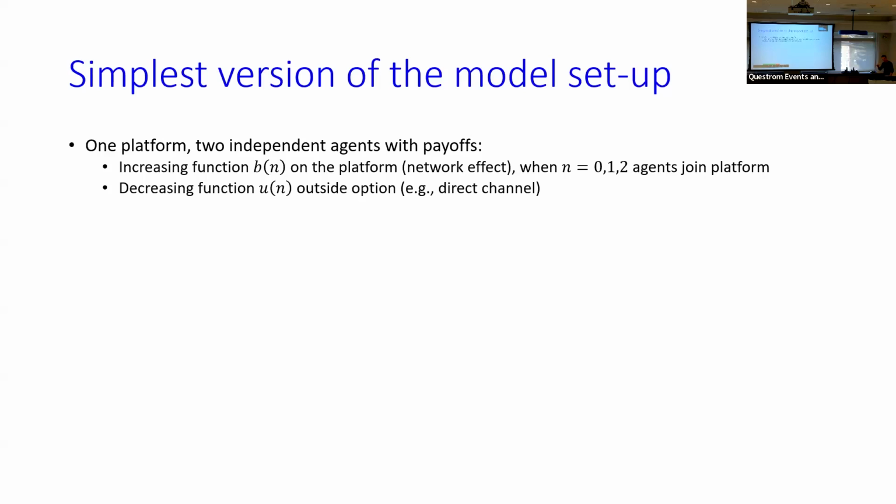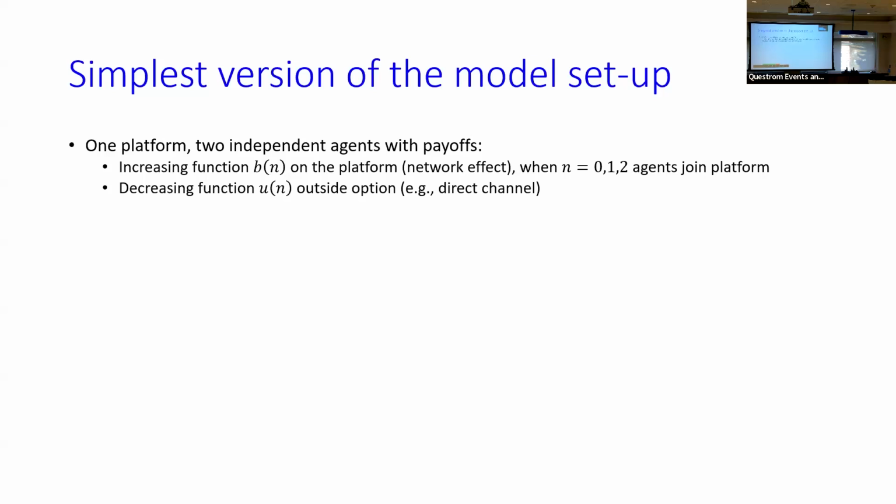There's the payoff for the agents when they join the platform. That's B. So you can think of B of n, where n can be 0, 1, or 2, because there's only two agents. And that's the payoff to an agent when small n agents join the platform. And then U of n is the outside option. So if an agent stays outside the platform, they're going to get U of n, which is decreasing in the same n. So the more agents join the platform, your payoff from staying outside the platform is going to be decreasing.